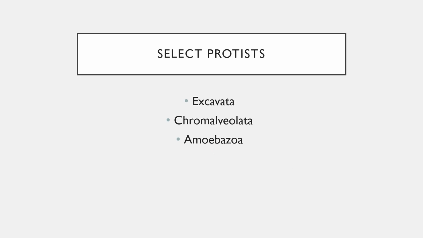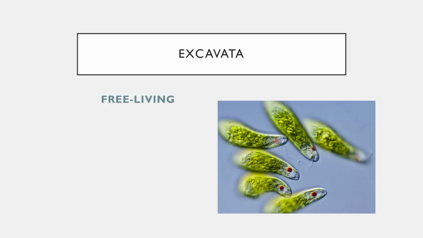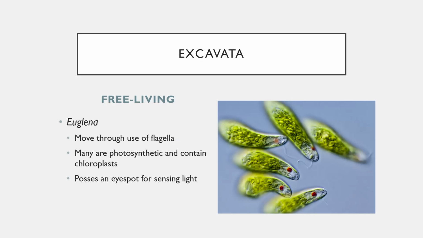As we look at them, we are going to highlight also if there are any particularly noteworthy free-living members of this group. So for Excavata, one of the important free-living members is the Euglena. The way Euglena moves is through the use of flagella, which you can see under the microscope here as this tiny little thread that's projecting from one end of the cell.